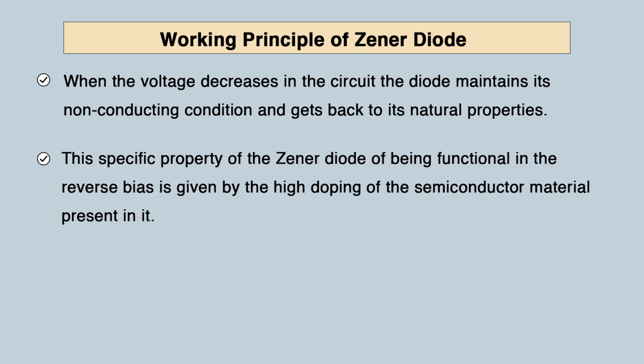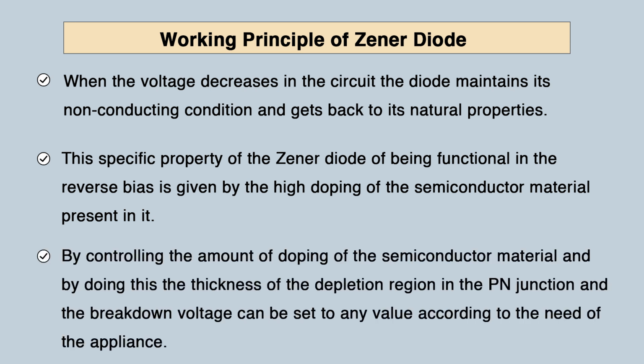This specific property of the Zener diode of being functional in the reverse bias is given by the high doping of the semiconductor material present in it. By controlling the amount of doping of the semiconductor material, the thickness of the depletion region in the PN junction and the breakdown voltage can be set to any value according to the need of the appliance.